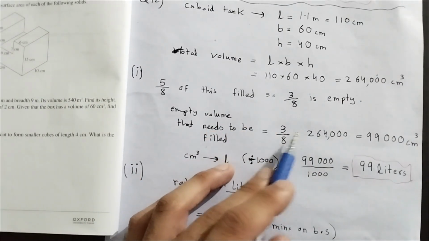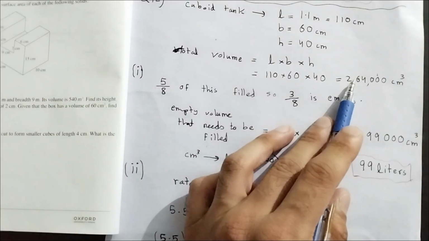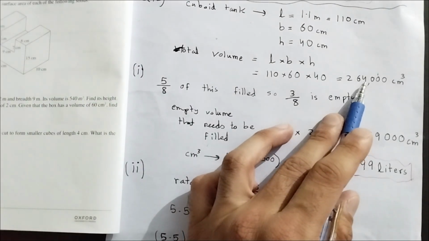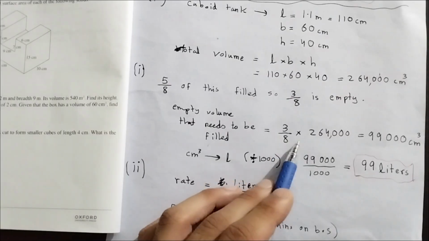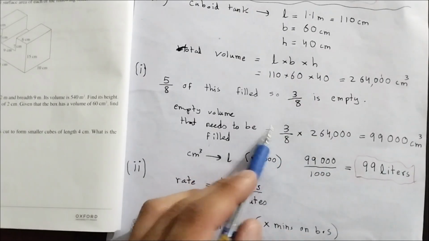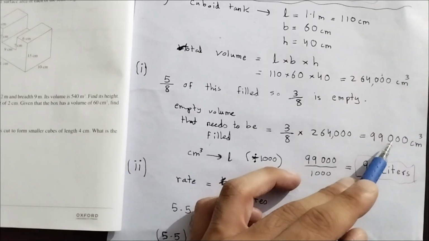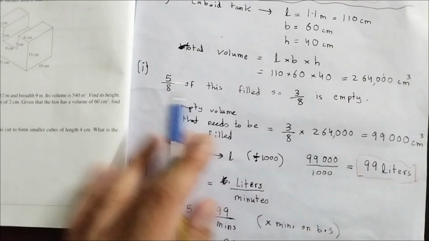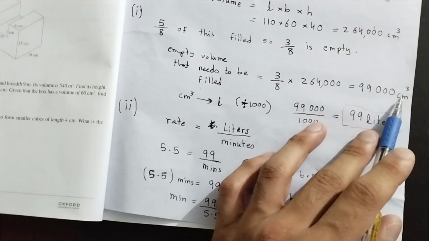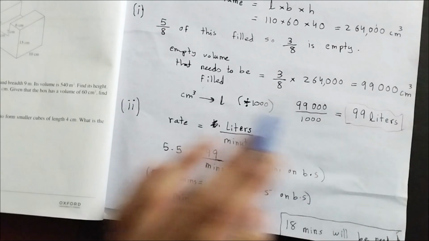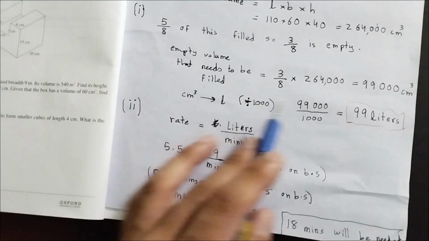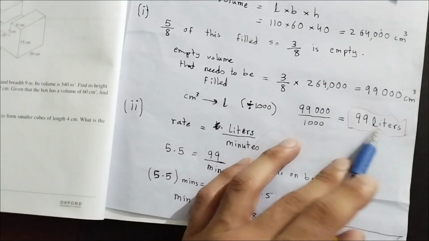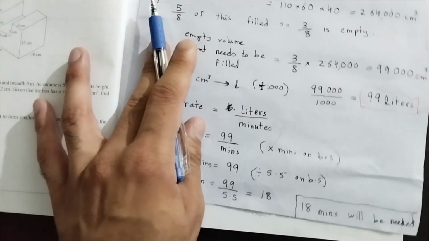So 3 by 8 multiplied by the total volume, which we already calculated, which is 264,000. When you multiply that and you continue with this, you can simplify it, right? And further then multiply it, you will get 99,000 cubic centimeters. Now the question is asking us liters, right? How many extra liters of liquid? The answer that we got is basically in cubic centimeters. So we're going to convert the cubic centimeters into liters. How do we do that? We just divide by 1,000. So 99,000 divided by 1,000 is 99 liters. So that's the answer to the first part of the question.